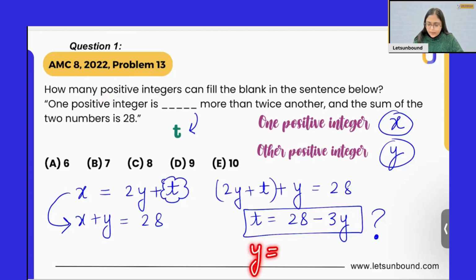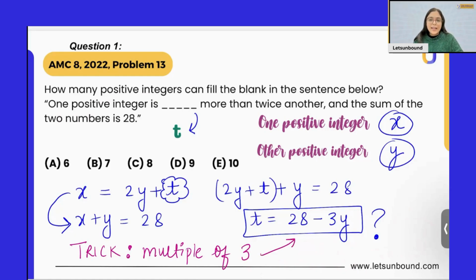Likewise, you can take the values of y as 1, 2, 3, 4 and keep checking, but it will consume a lot of time and we need a trick to solve it quickly, right? So let's see the trick. Now you have to think about that multiple of 3 which is closest to 28.